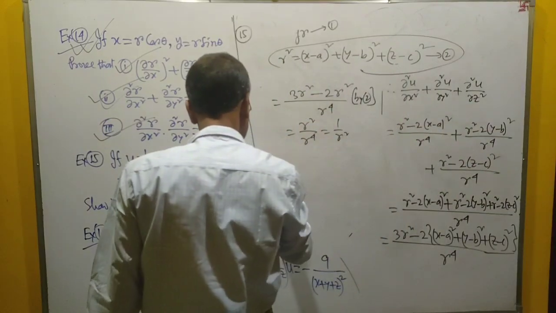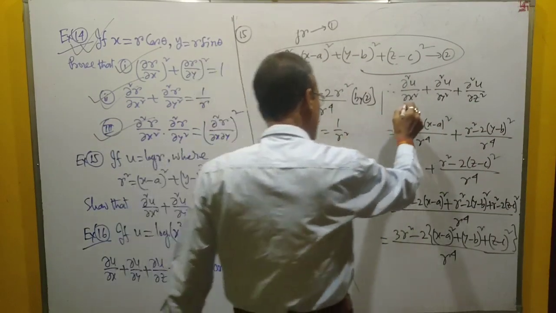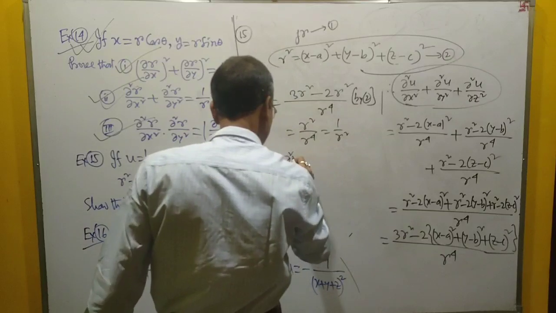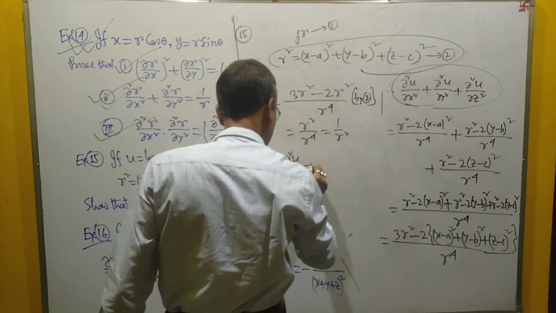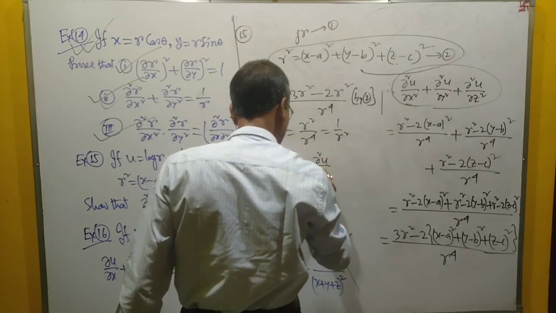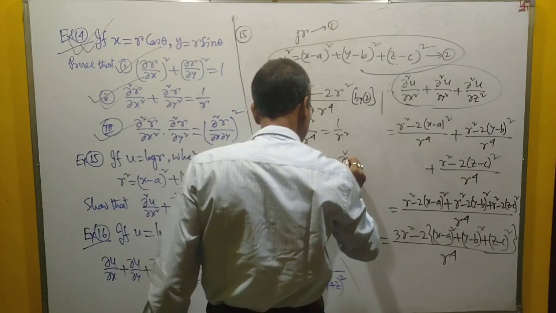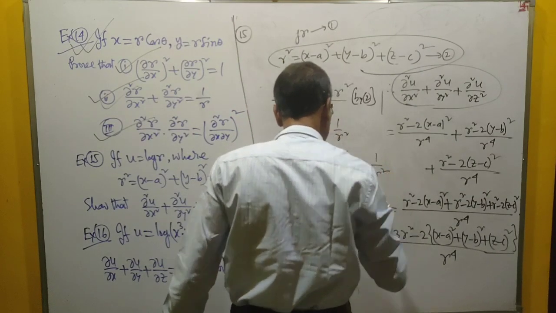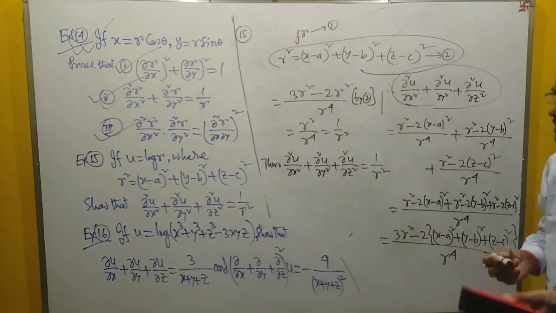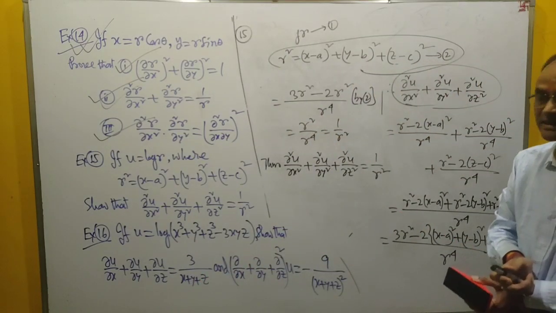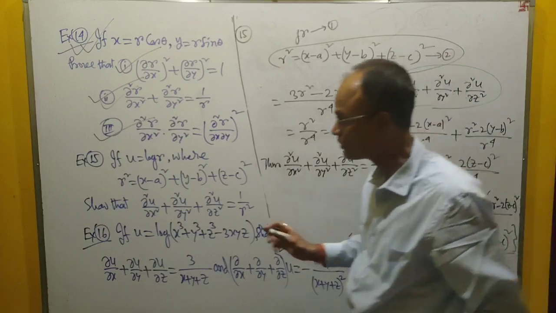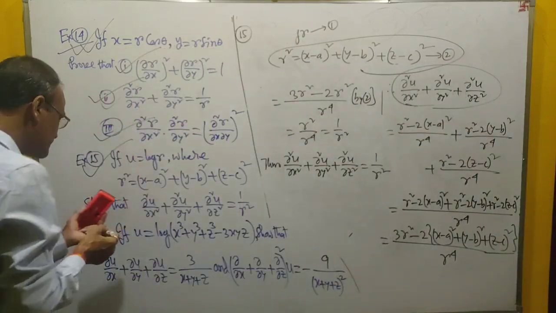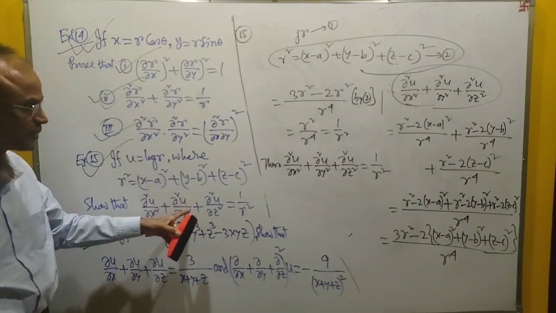Thus, del 2 u by del x square plus del 2 u by del y square plus del 2 u by del z square is equal to 1 by r square. You get this, this is equal to 1 by r square. Therefore, we have solved the question number 15. It has also been done.